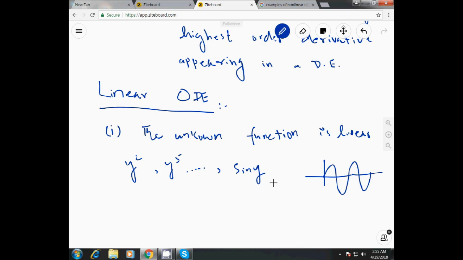Hyperbolic functions are not allowed. Inverse hyperbolic functions are not allowed. Similarly, e raised to the power y, exponential functions, logarithmic functions, ln of y, such types of functions of y are not allowed because they are not linear functions.